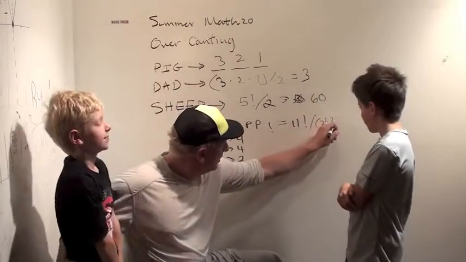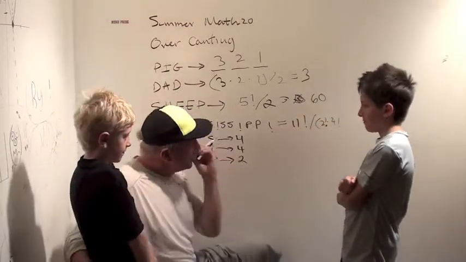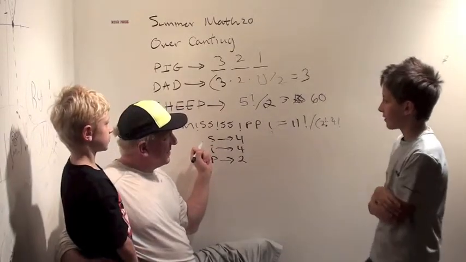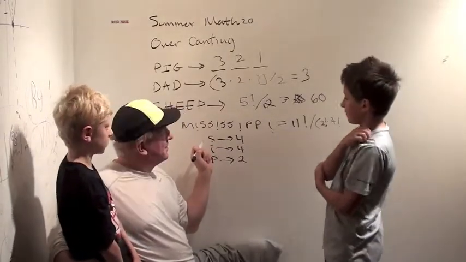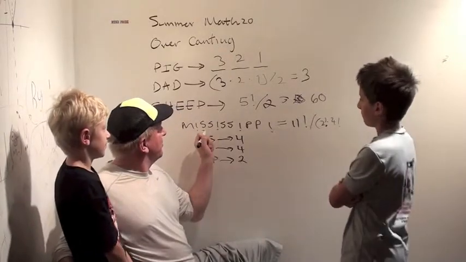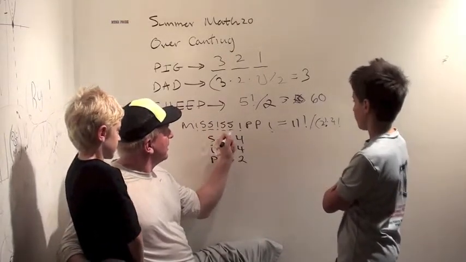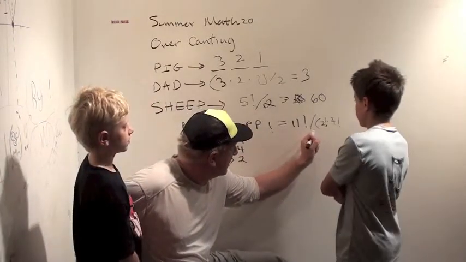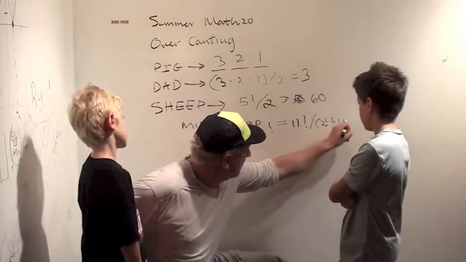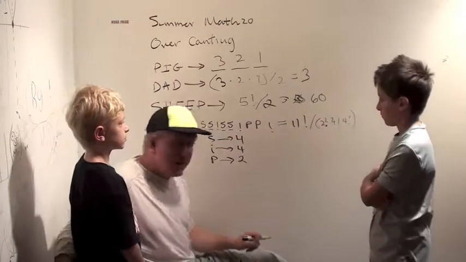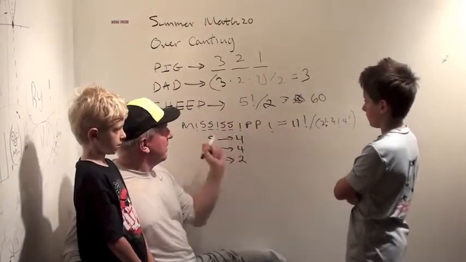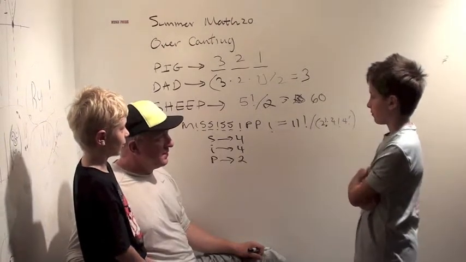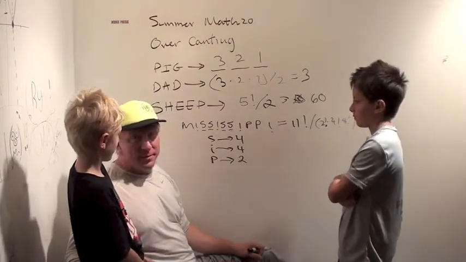Now, unlock, open the S's. It's the same thing. If we pretended they were all different, they could be arranged in 4 factorial ways. So now we have 11 factorial divided by 2 factorial, 4 factorial, 4 factorial. Whatever that number is, that's the number of ways to rearrange the letters of Mississippi. Big number.